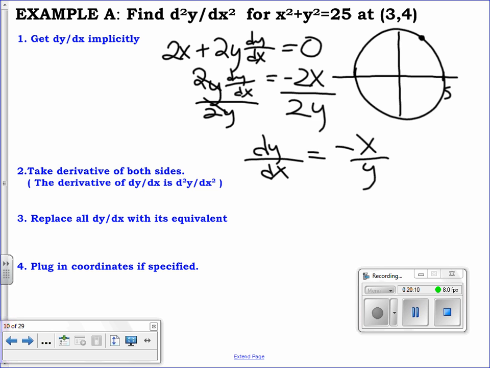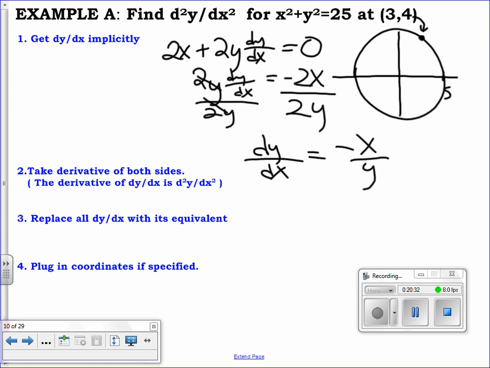And by the way, at this point, (3, 4), what would the derivative be? Negative 3/4. So we don't have to write the equation as tangent, but we could, right? We know, and it is negative, so that makes sense. But we're moving on. We're getting the second derivative. So we're going to take the derivative of both sides.